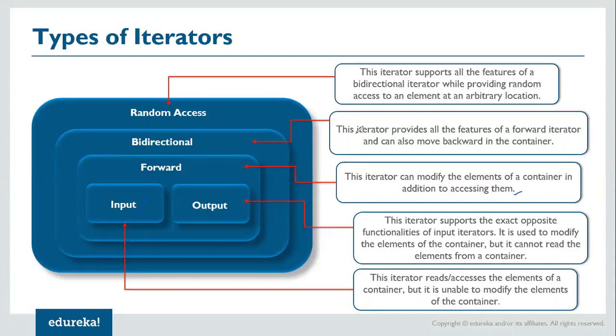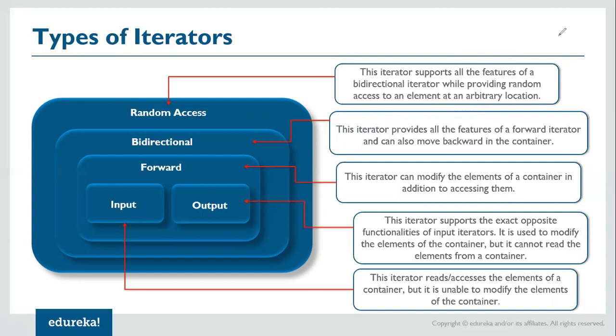Then bidirectional iterator. This provides all the features of forward iterator and can move backward in the container. So suppose you move in a direction where there are elements A, B, C, D, right? So you traverse from A to B, B to C, C to D, right? So this is moving in forward direction. Now bidirectional iterator lets you even traverse back also. So you can move from A to B and back from B to A. So it is known as bidirectional iterator.